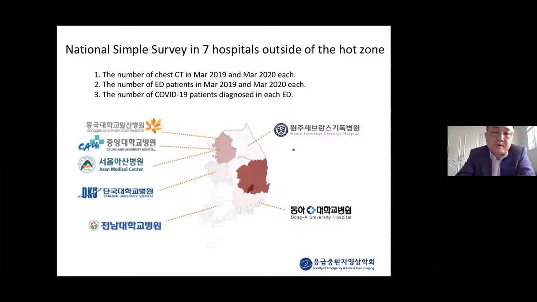We conducted a national sample survey in 7 hospitals outside of the hot zone. The hot zone is here, Daegu and Gyeongsangbuk-do province. It covers almost 70% of confirmed cases in Korea. Anyway, I asked them how many ED patients there were in March of 2019 and 2020 each, and how many chest CTs were ordered in March of 2019 and 2020.